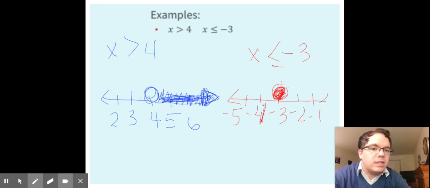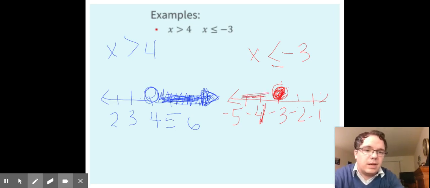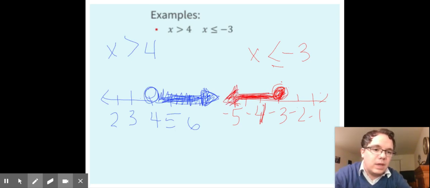So then again, we look on each side of the number line. Is negative 2 less than or equal to negative 3? It's not. Is negative 1? Nope. Is negative 4 less than or equal to negative 3? It is. Is negative 5 less than negative 3? Yup. So this time our answers that are making it true are to the left. So we're going to shade to the left and try to put in a nice arrow.